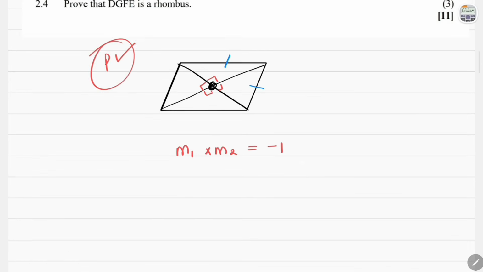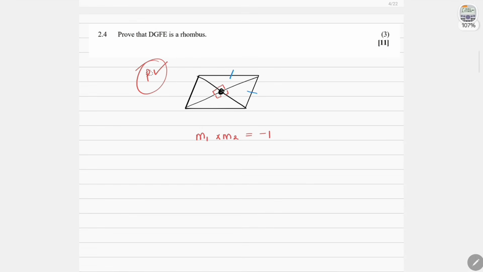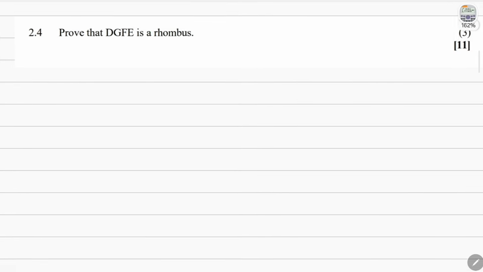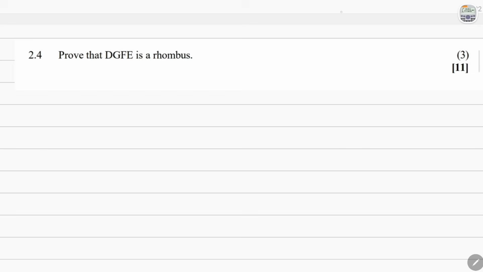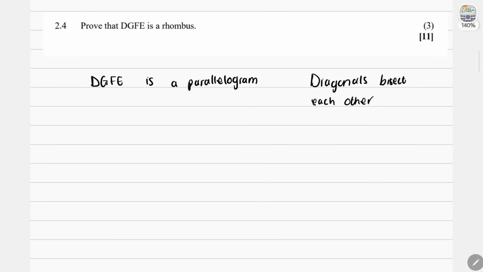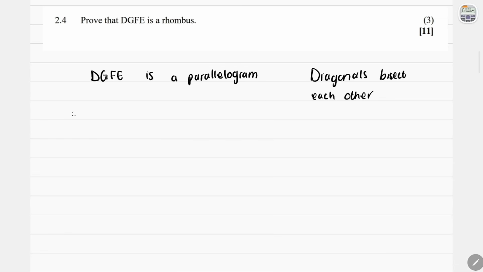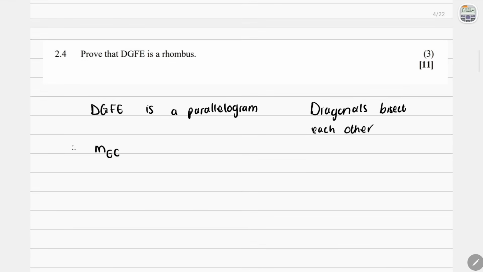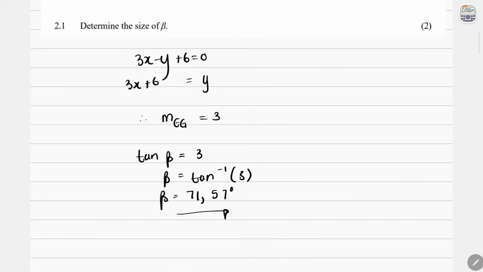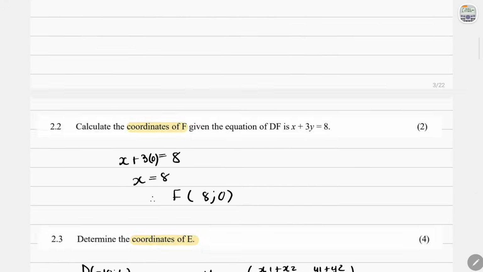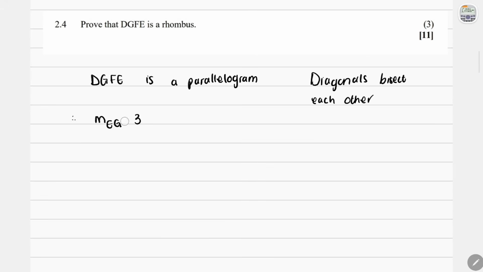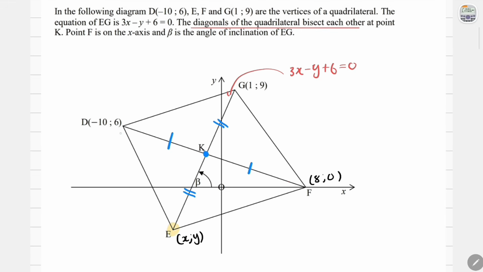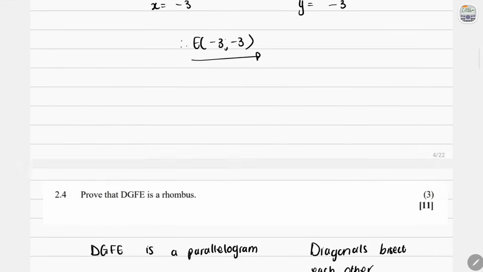I will still conclude that it is a parallelogram first, because of the diagonals bisecting each other. So it's a parallelogram because the diagonals bisect each other, and then further prove that it's a rhombus. So we already have the gradient of EG. We found that initially in the first question. The gradient of EG is 3. And all we have to do is find the gradient of the other diagonal. The other diagonal is DF. So use D and F, and let's put those points down.